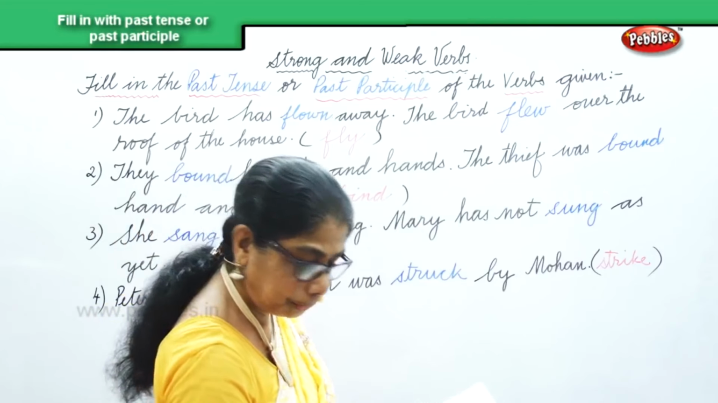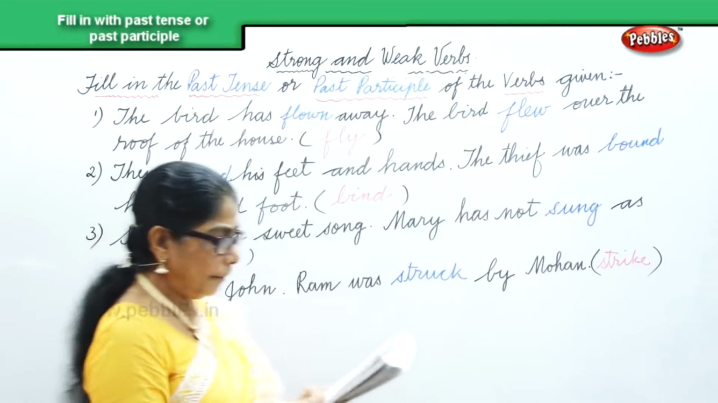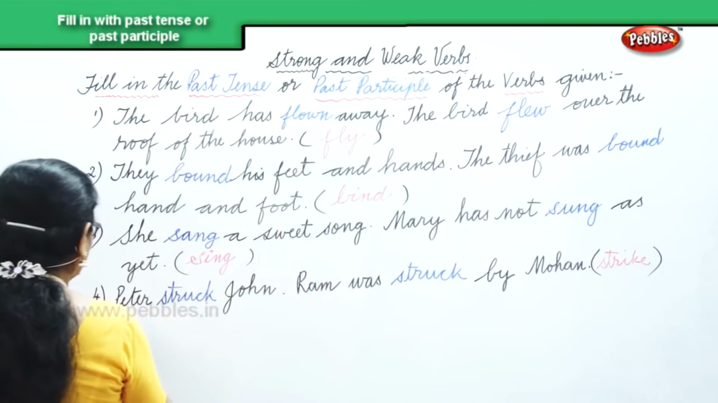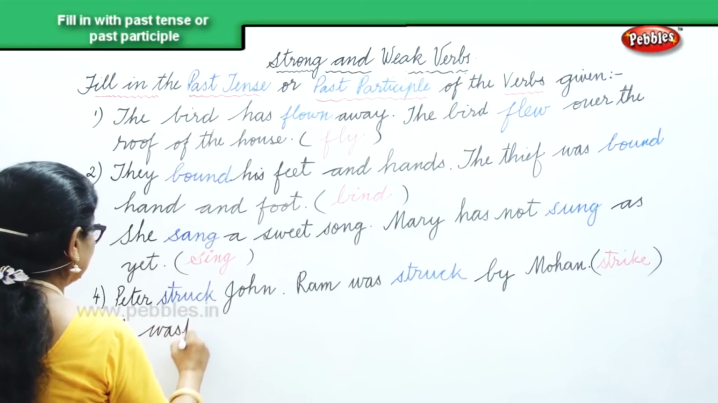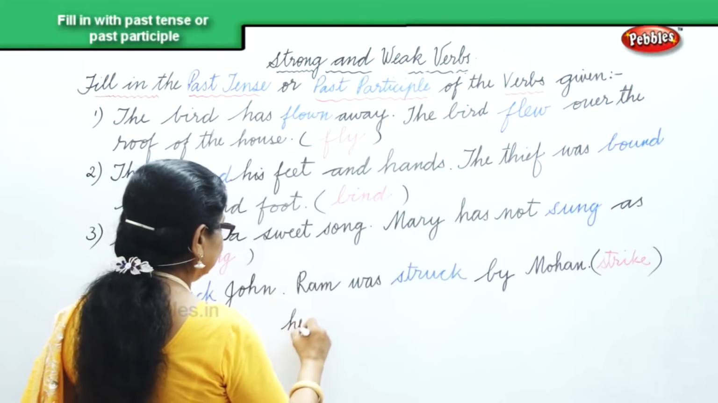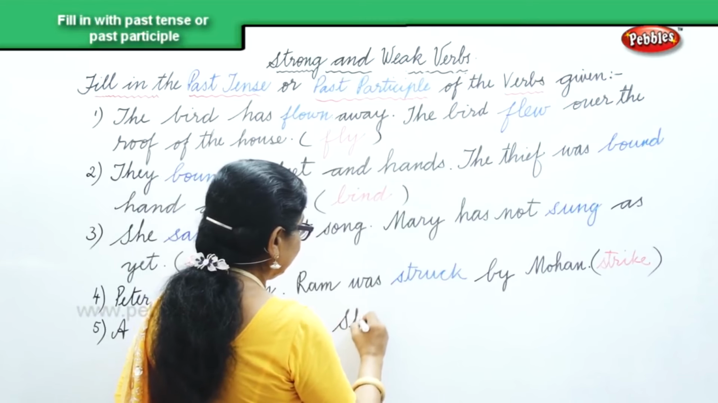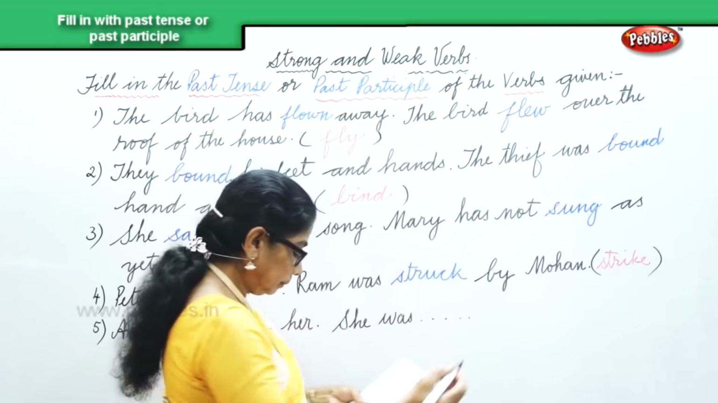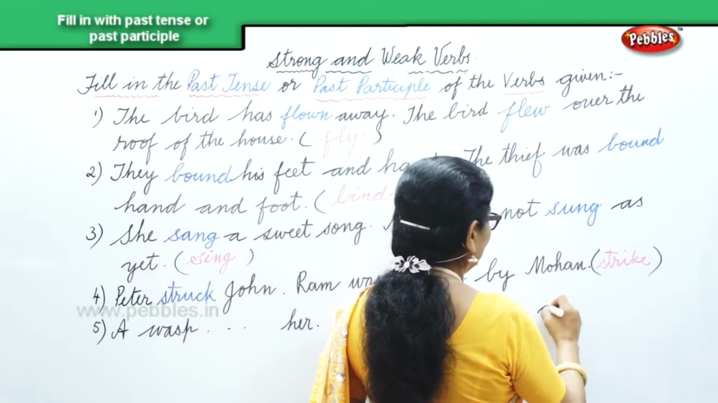Another sentence for you. A wasp dash her. Then she was dash by a wasp.